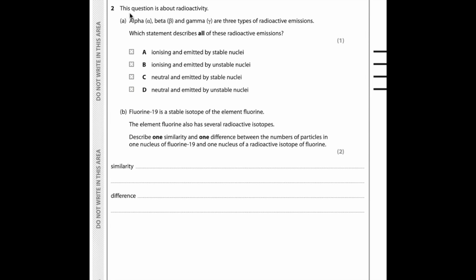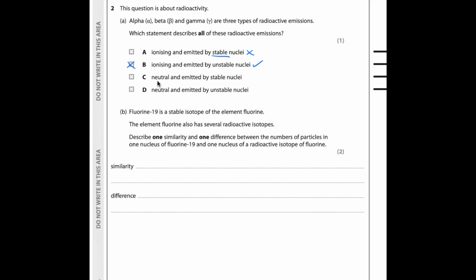Question 2. This question is about radioactivity. Alpha, beta and gamma are 3 types of radioactive emissions. Which statement describes all of these radioactive emissions? A. Ionizing and emitted by stable nuclei. No. Unstable. Ionizing, yes, and emitted by unstable nuclei. Yeah, it'll be that one.